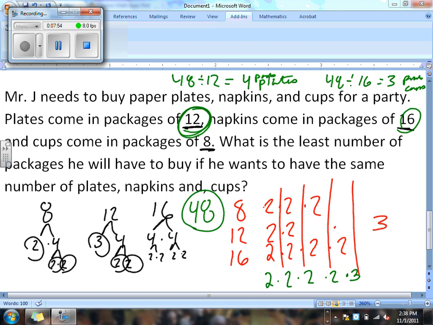And then 8. So 48 divided by 8. And we should have 6 packages of cups. And that would completely answer the question. So I hope this helps. We'll see you in class.